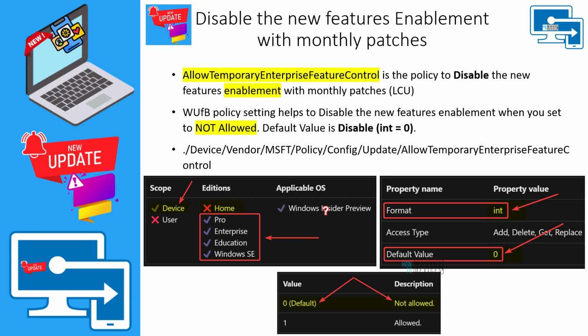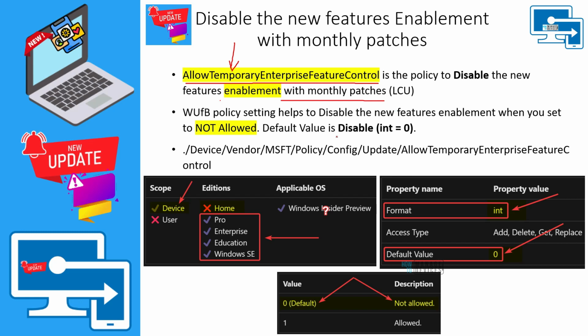In this slide, we are going to talk about the CSP. What is the CSP? To disable or turn off the feature enablement during the monthly patch Tuesdays. So this is the CSP which we are going to talk about today: Allow temporary enterprise feature control. Why temporary? Because it is only possible to control the new feature enablement until the next release of feature updates, 23H2 in my previous example. This is the policy to disable new feature enablement with monthly patches.